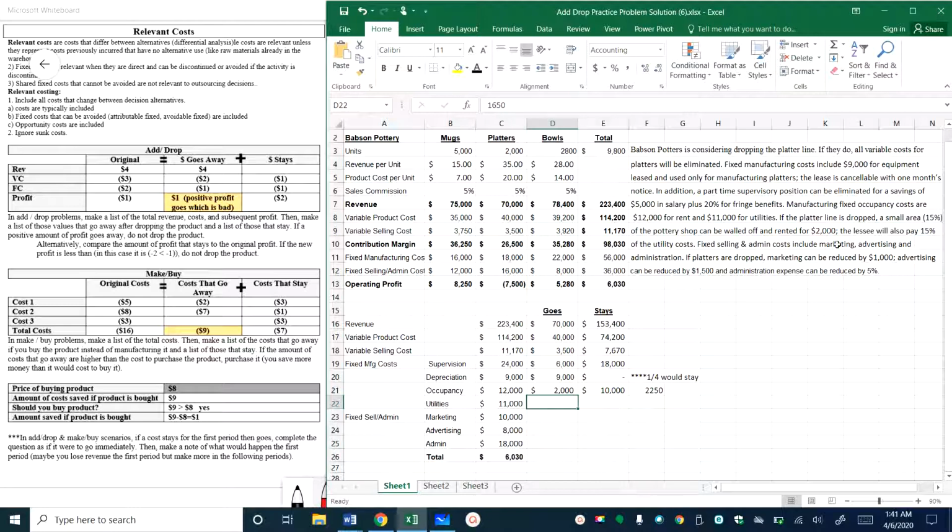For the utilities, it doesn't say anything. The leasing will pay 15% of utility costs, so we will use a percent for that. So 15% of 11,000 will be 1,650, and there's the remaining costs.